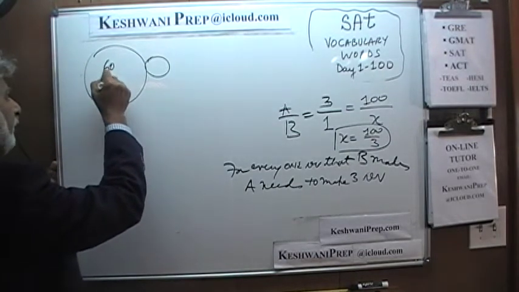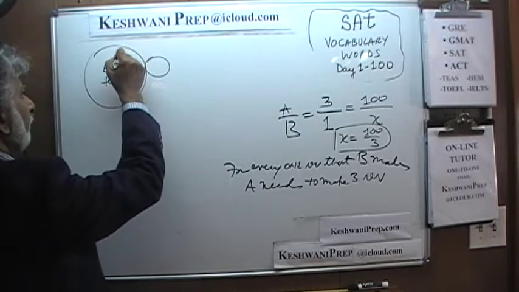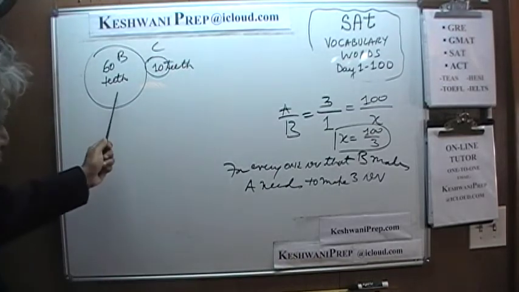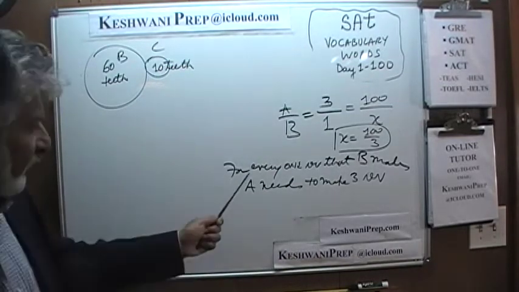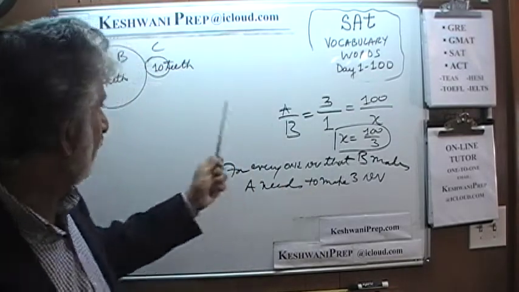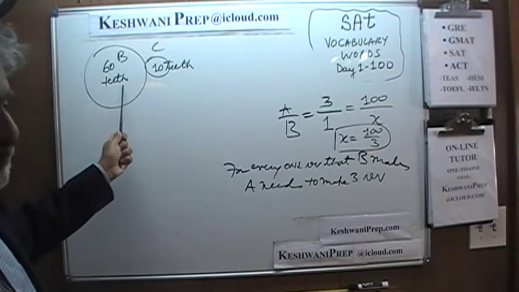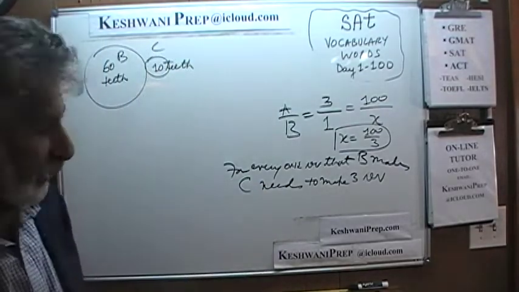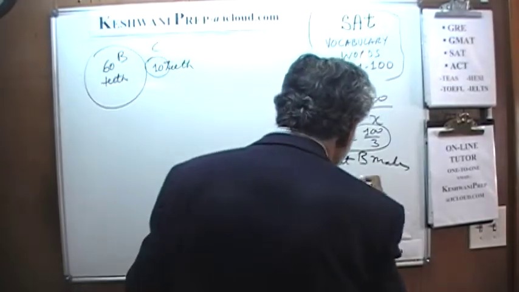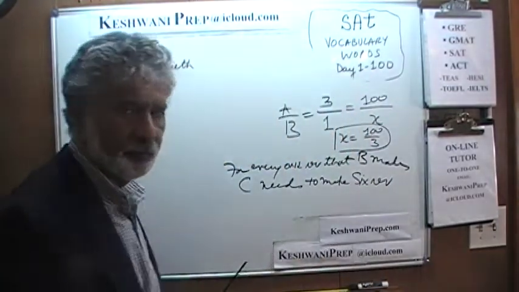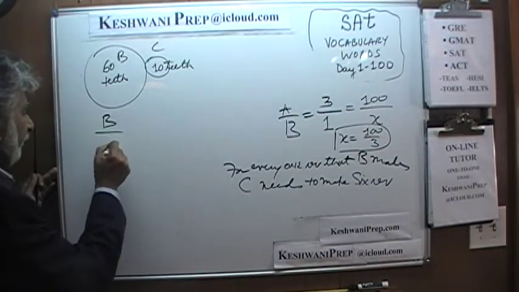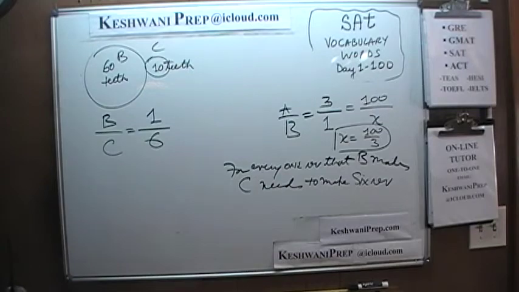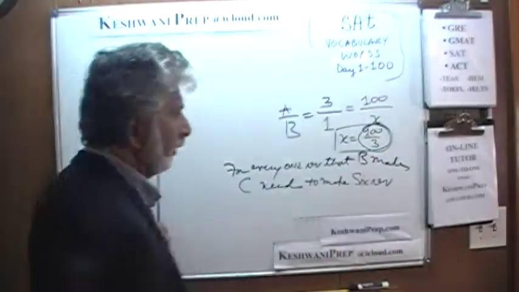Now let's take a look at B and C. B has 60 teeth and C has 10 teeth. Only 10 teeth. So now, when we're looking at gear B and gear C, what happens is that for every one revolution that B makes, because it has 6 times as many teeth, the poor guy C has to go around 6 times. In other words, the ratio of B to C is, for every one revolution that B makes, C has to make 6. And we know B makes this many revolutions, 100 over 3.